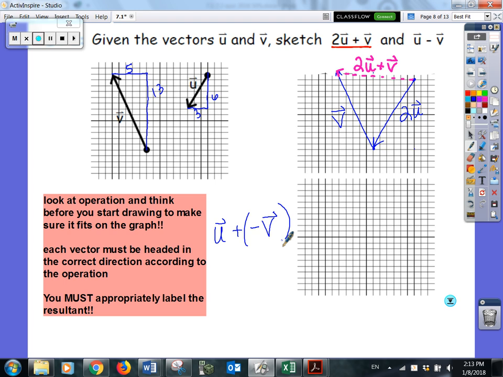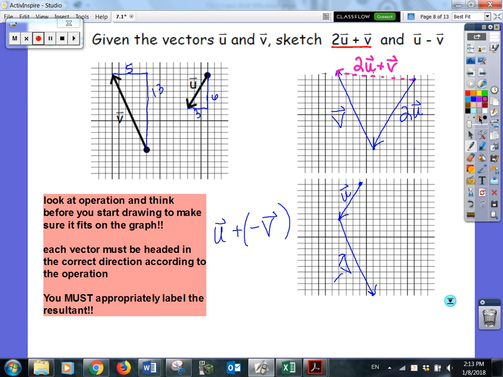So if I have u minus v, I'm going to start pretty high on this one, and I just redraw u. So that's down 6 and over 3. So there's your u, and I'm going to add negative v to that. So if v goes up 13 and left 5, negative v is going to go down 13 and right 5, or right 5 and down 13, whichever way you want to do that. So from here I'm going to go down 13, and then over 5. And there is negative vector v.